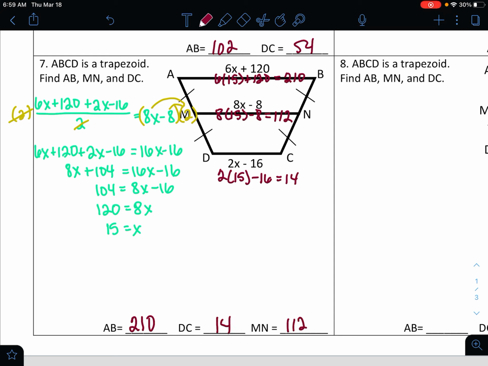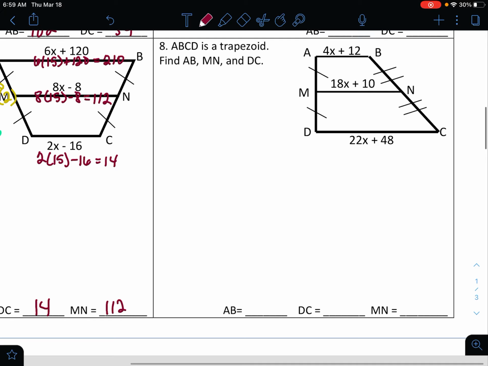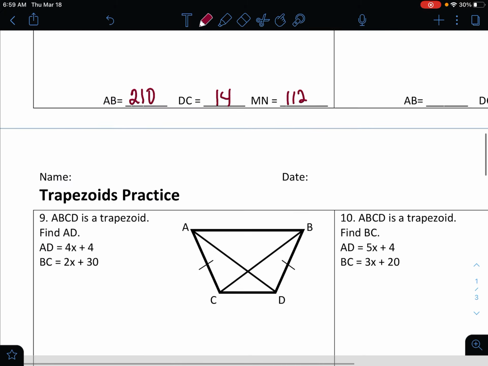Okay. So that is that. And I'm just checking my work real quick, which is what I've been doing, by adding together the two bases and dividing by 2 to make sure it equals the right thing. So I added these two together and divided them by 2 to make sure it equals 112. All right, go ahead and give number 8 a try. Again, you don't have to do all those steps. You can just set up the equation and use nsolve.